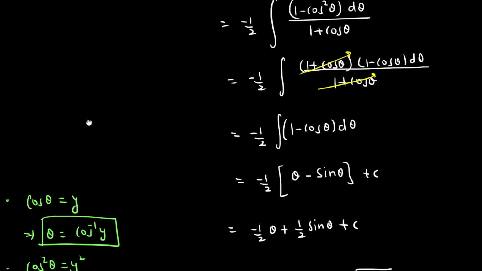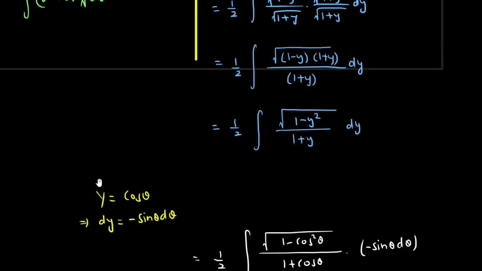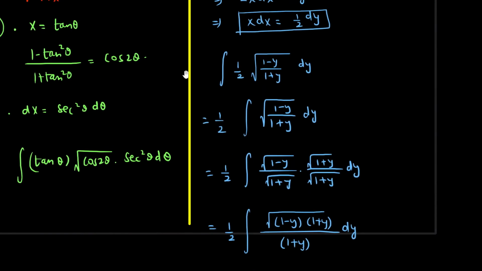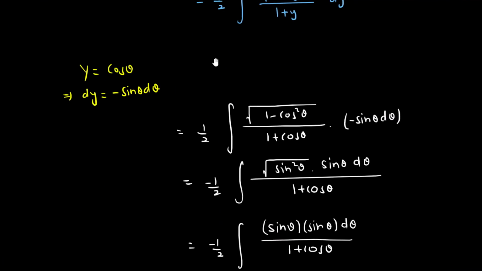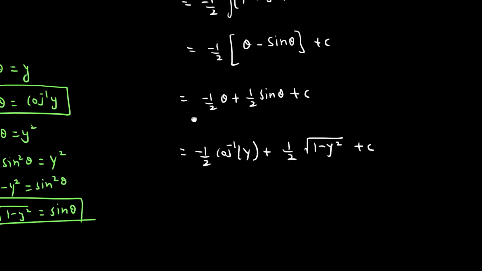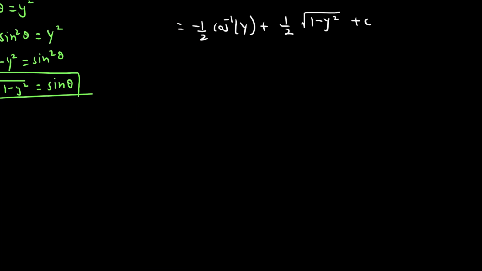But even y is not our original variable. The original variable was x, and we know that y is nothing but x squared. So all we have to do is replace y with x squared over here. So the final answer becomes negative 1 over 2 cos inverse x squared plus 1 over 2 root of 1 minus x raised to 4 plus c.